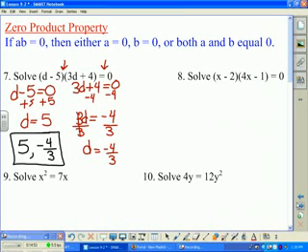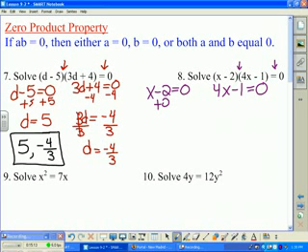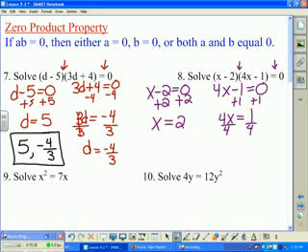Okay, so number 8. Number 8, same idea. We've got two things being multiplied together and it's set equal to 0. So write it out. x minus 2 equals 0 and 4x minus 1 equals 0. For x minus 2 equals 0, we're going to add 2 to both sides. That gives us x equals 2. And for the other, first add 1 and then divide by 4. x is equal to 1/4. So our answer would be 2 and 1/4.